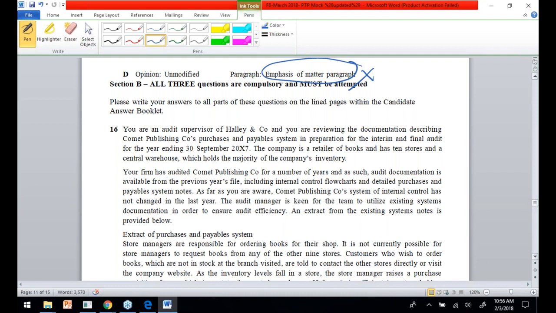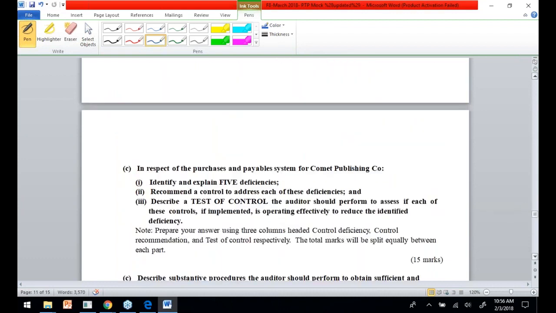All right. So question number 16 is based on control deficiencies. I'm just reading the requirement. And everyone, I need you guys to focus on this. When you're answering constructive response questions, you must read the requirements before you read the case scenario. This is absolutely mandatory. Read the requirements and then go on to read the case scenario.